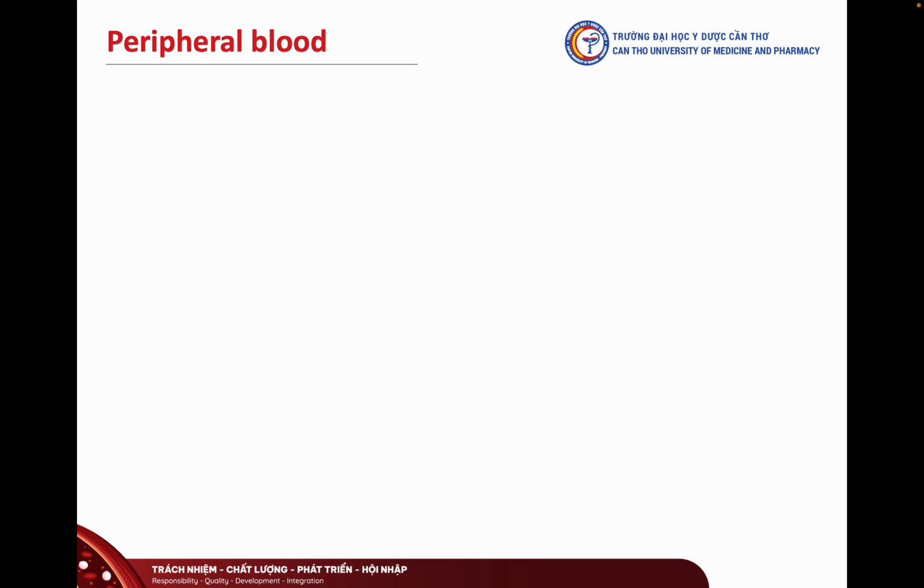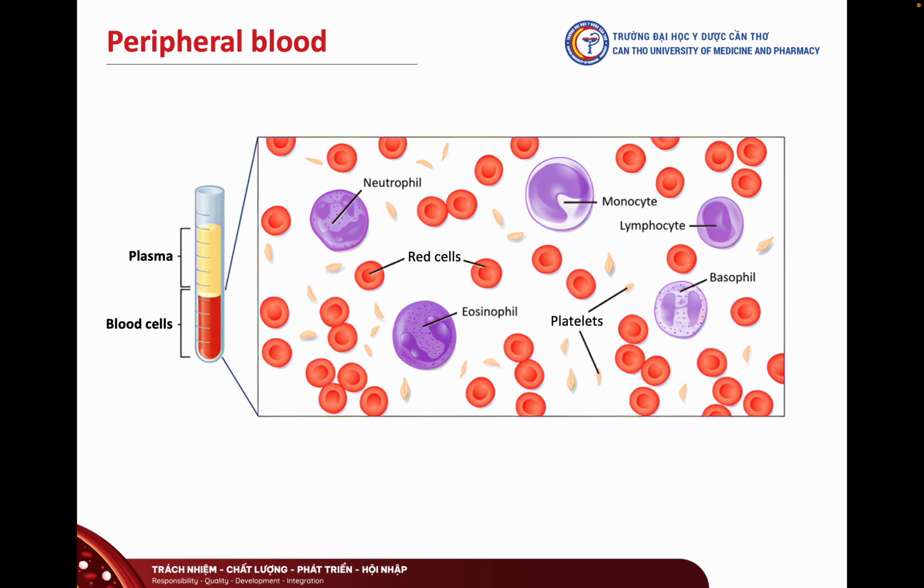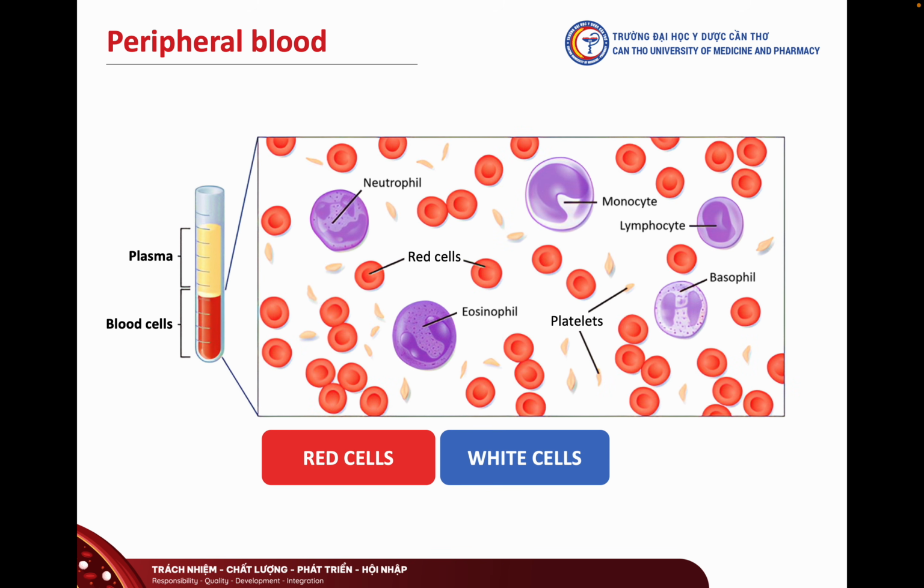Peripheral blood has three major cell lines: red cells carrying oxygen, white cells participating in the immune reaction, and platelets involved in the clot formation process. So, when we interpret a CBC result, we analyze these three components in turn, starting with the red cells, then white cells, and finally the platelets.